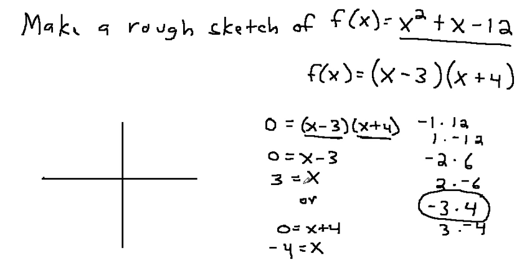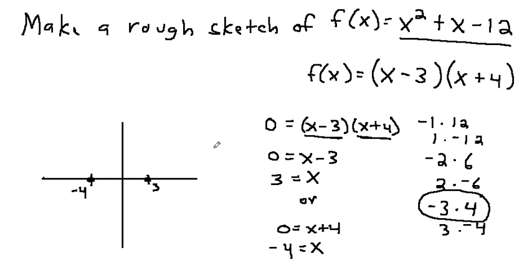Now here's what those two things mean. What I've done is I've plugged in 0 for the y value. So I have a y value of 0, and I found that the x value is 3. That means I have an x-intercept over here at about 3. So I have a point. Then I also know that when I plugged in 0 for y, my x could have been negative 4. So over here, about negative 4, I'm going to have another point.